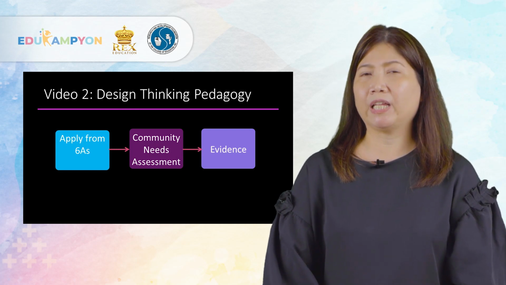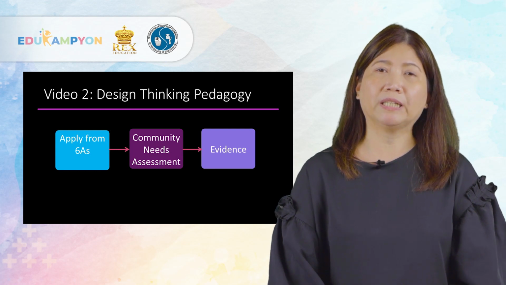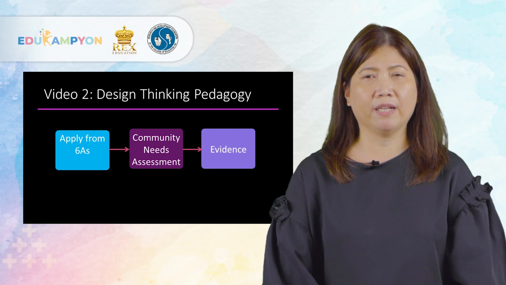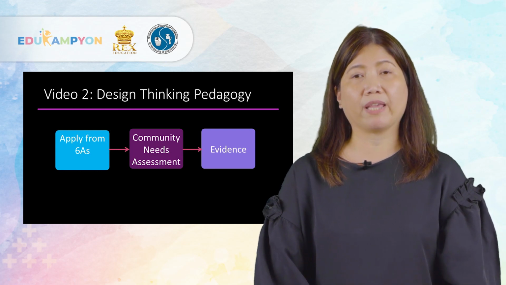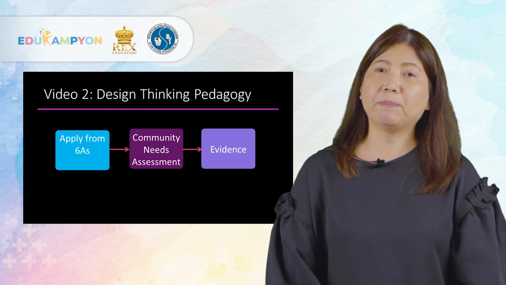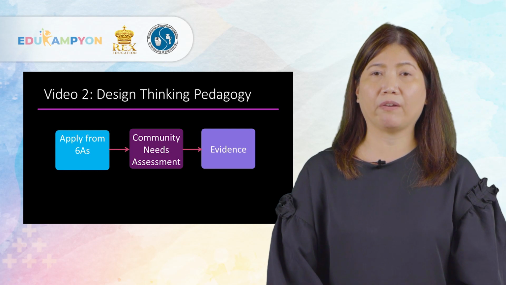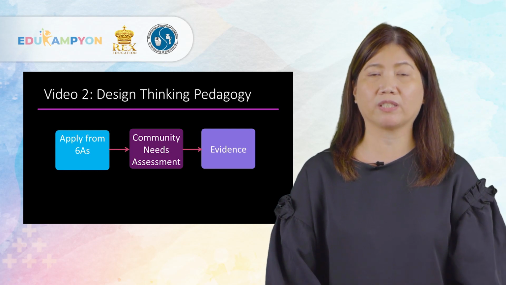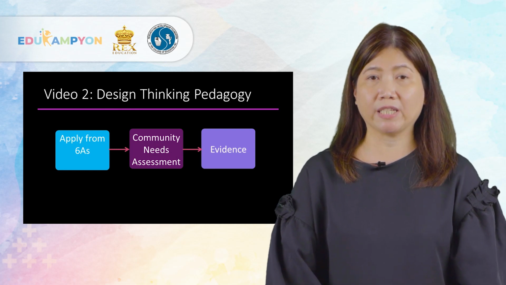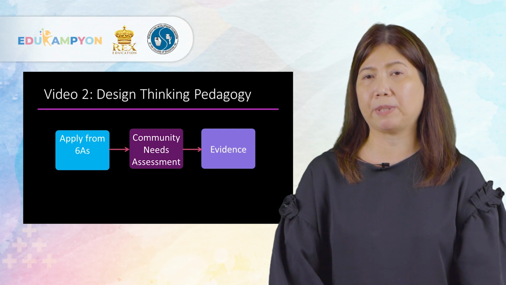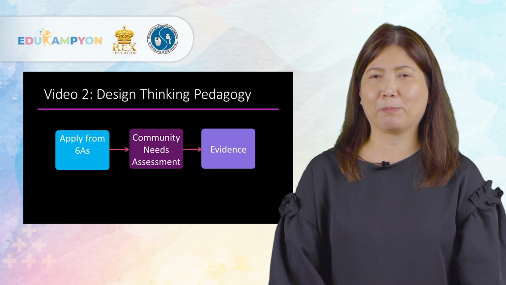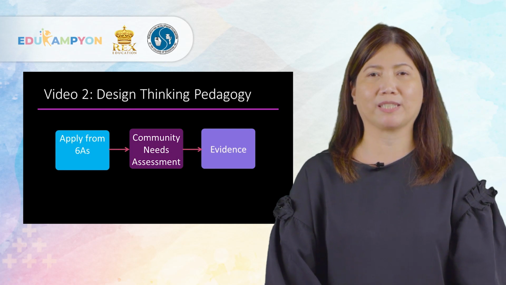How does DTP relate to EBP? If you can recall, DTP involves the conduct of Community Needs Assessment or CNA. The CNA is an effective method of gathering data which will be used to solve a particular problem. In EBP, the use of the best available evidence, in this case the CNA results, is highly encouraged. Also, the apply from the 6 A's of EBP is highlighted in DTP when the CNA results as the evidence are incorporated into the decision-making process.